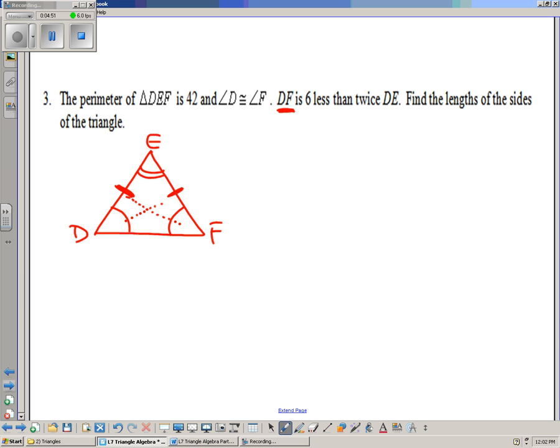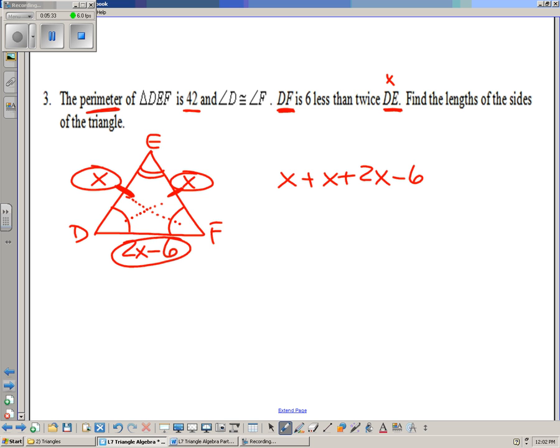We're told that side DF, 2 letters, is 6 less than twice side DE. So since DE comes at the end of the sentence, mark it as x. And DE is a side length, it's 2 letters. And DF is 6 less than twice that. Translates to 2x minus 6. But also, notice DE and EF are congruent. So since the length of DE is x, so is the length of EF. We knew the perimeter was 42. So we can now add up the 3 sides and get 42. Notice they don't add up to 180 because they're not angles. So we have x plus x plus 2x minus 6 equals 42.